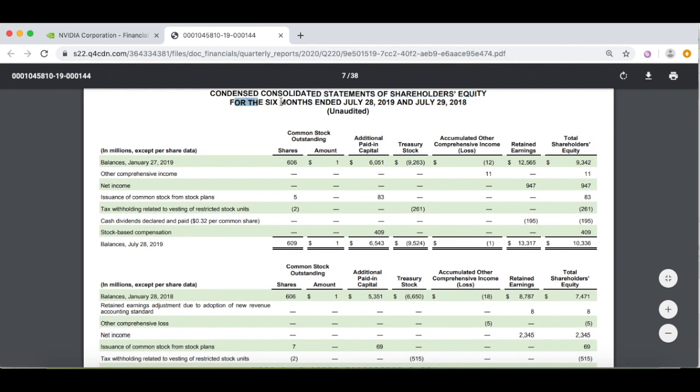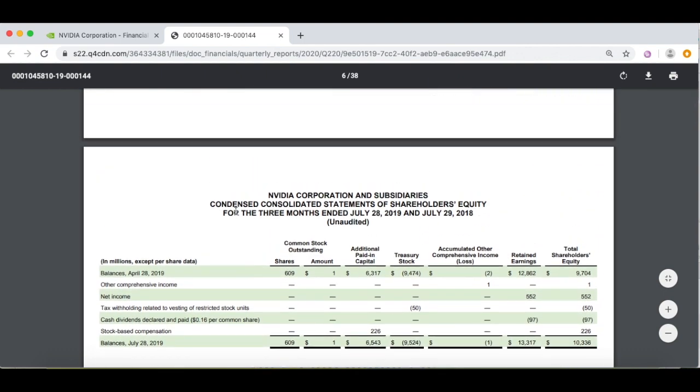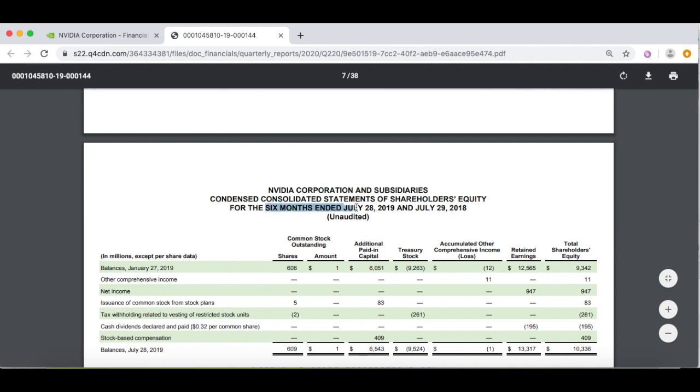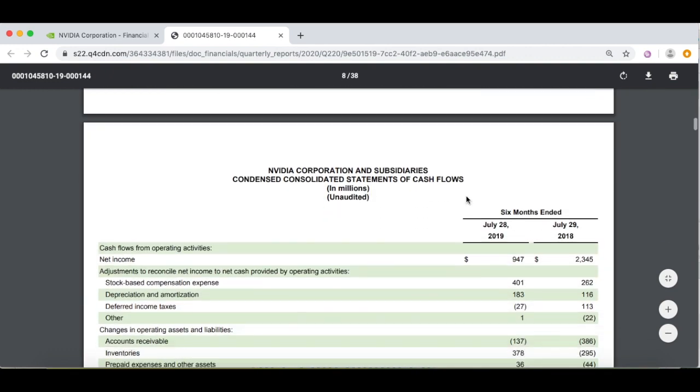Again, more statements of shareholder equity. This is for 6 months. They're telling you the term up here. This is probably a 3-month view. Yeah, this is a 3-month view. This is a 6-month view. Nothing in here really jumps out at me, so we'll keep moving on.